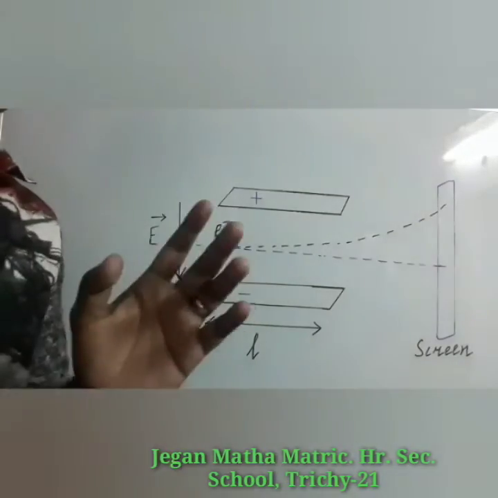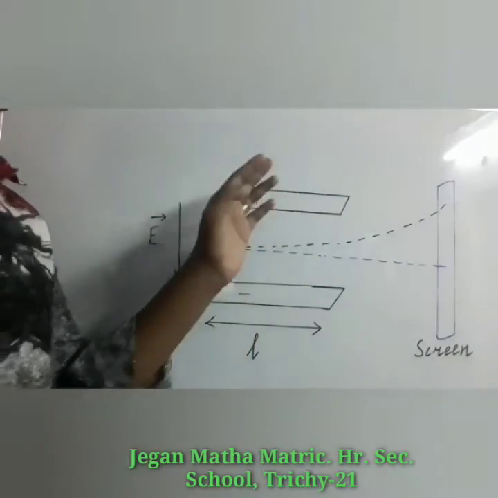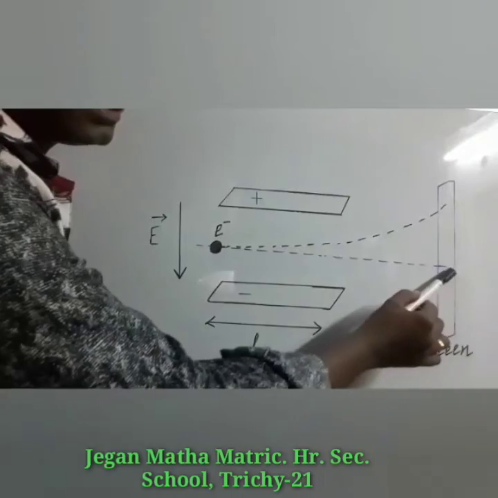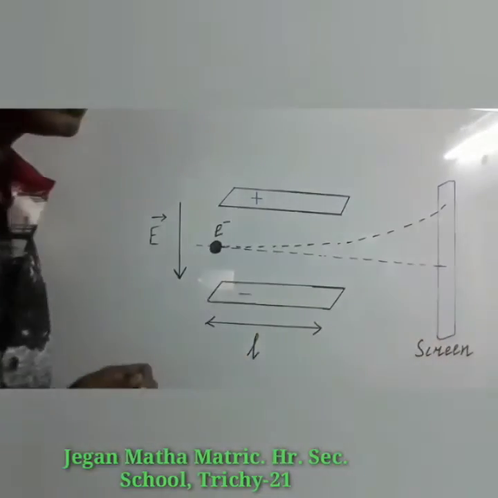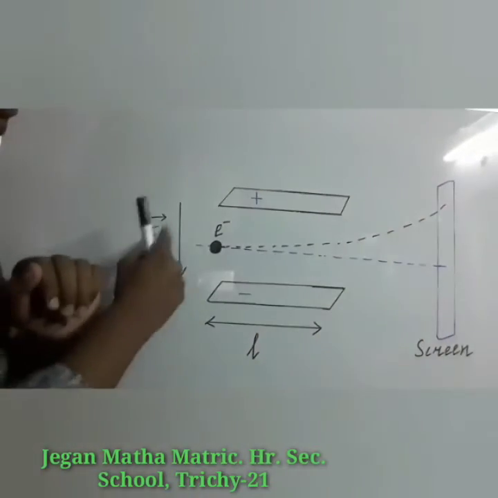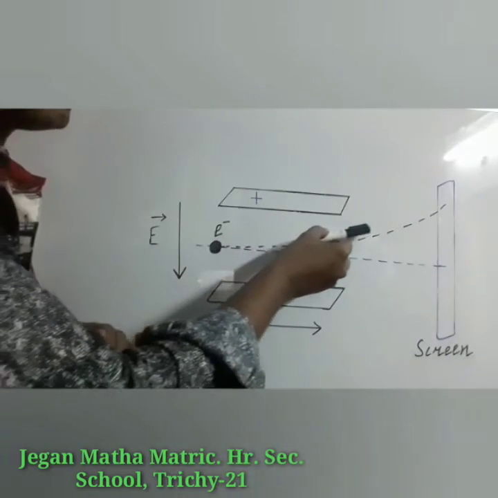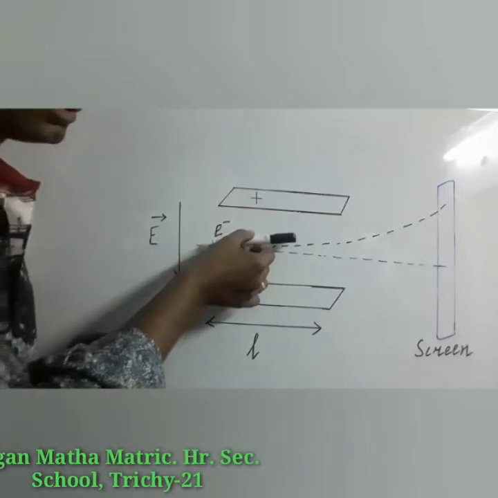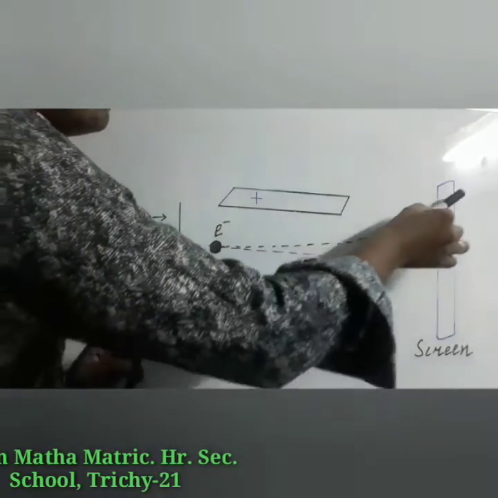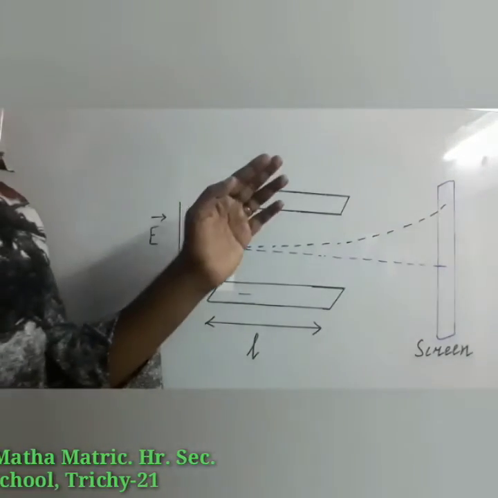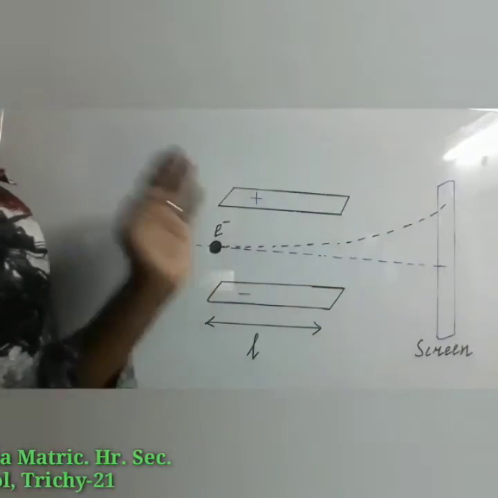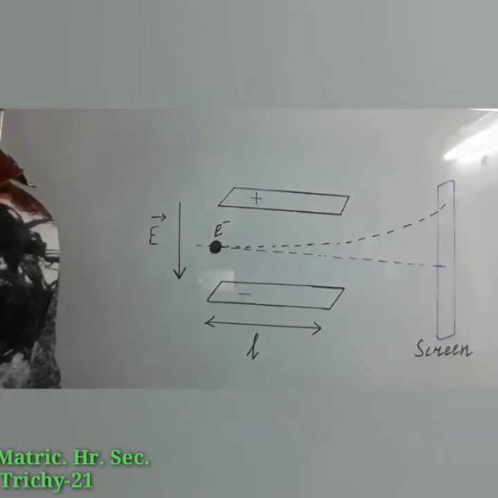You have to understand clearly, if there is no electric field, the electron moves in a straight line and falls at this point. But due to the presence of the electric field, it is deviated from its path. Especially it will be attracted by the positive charge, so that's why it is moving in the upward direction. Here the deflection in the vertical direction is due to the electric force given by this electric field.